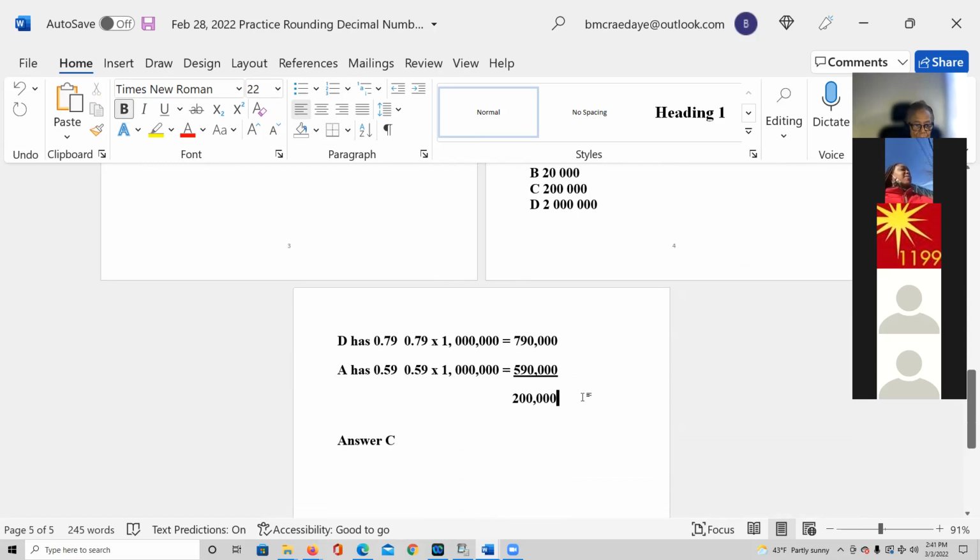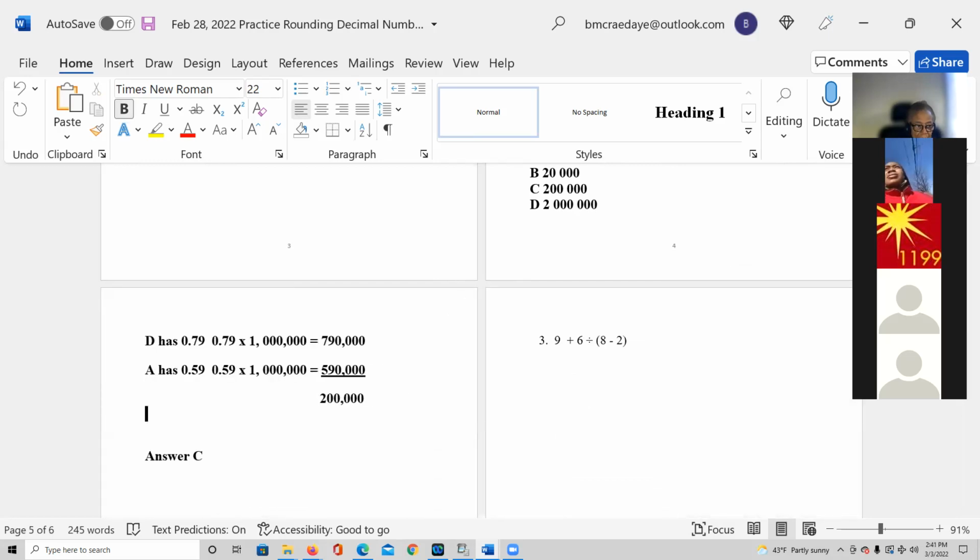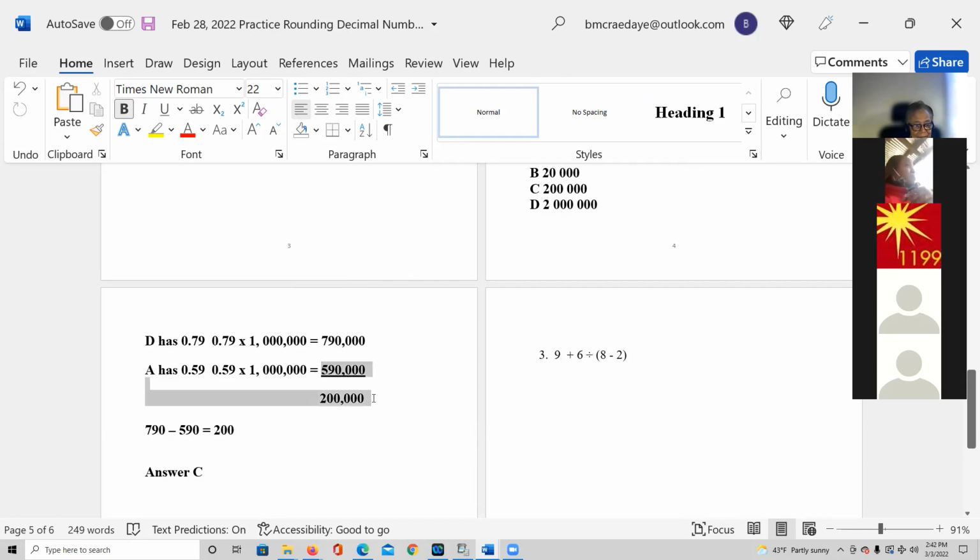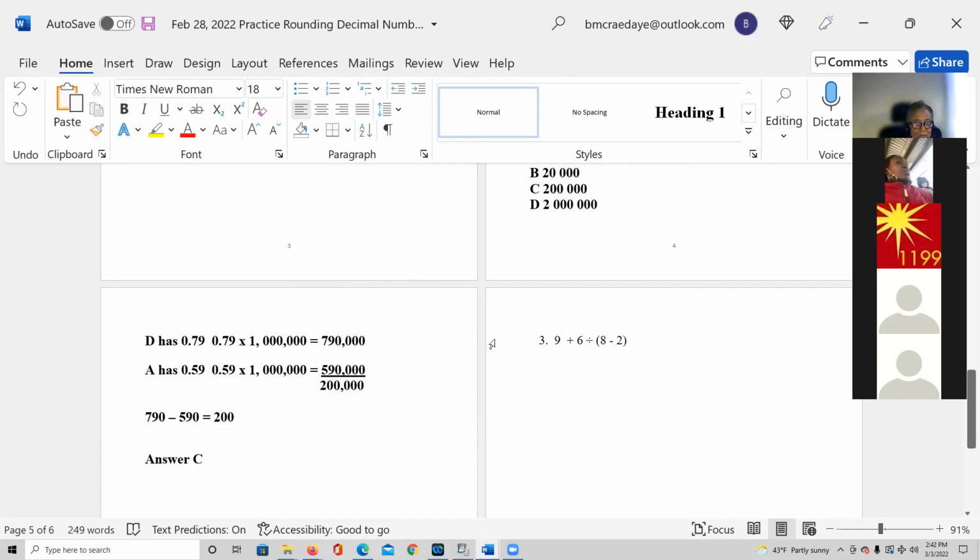Say even if you didn't have the zeros, and I say 790 minus 590. What's that equal to, Mercedes? That would be 200. That's right. So if 790 minus 590 is 200, then 790,000 minus 590,000 is 200,000. Got it? All right. So that's the answer, 200,000.